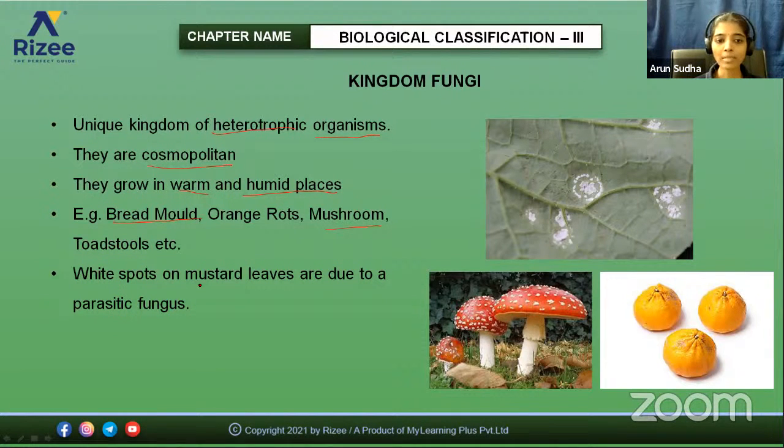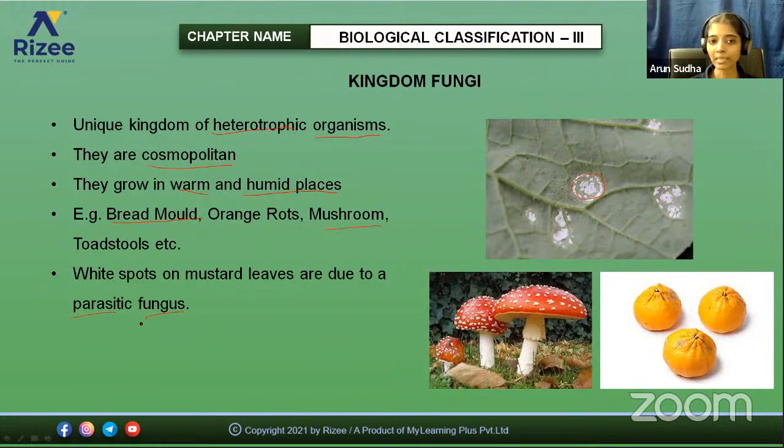And also white spots on mustard leaves. See here, these spots are all fungal growth. This is due to a parasitic fungus. So fungus is a widespread occurrence. They occur in humid places. If you keep food outside for a few days, there will be fungal growth. That's why we keep it inside the refrigerator. So what is the purpose of keeping it inside the refrigerator? There the temperature is low, so it prevents the growth of the fungus. The low temperature reduces the growth of the fungus. So for preserving foods, we keep them in a refrigerator.